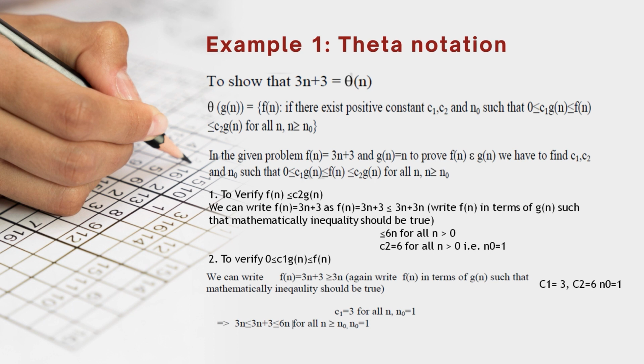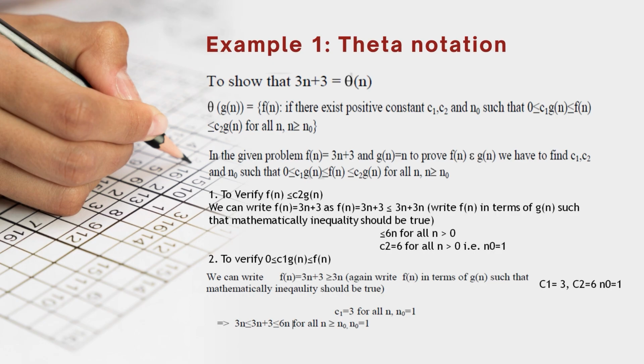So overall, after this n naught value and C2 value, you can see Fn must be less than or equal to C2 times Gn. And the next part: in the first half we get C2 and n naught, and in the second part you have to verify Fn must be greater than or equal to C1 times Gn, that is also greater than or equal to 0. So here Fn equal to 3n plus 3 is greater than or equal to Gn equal to 3n. So here 3n plus 3 is always greater than or equal to 3n.